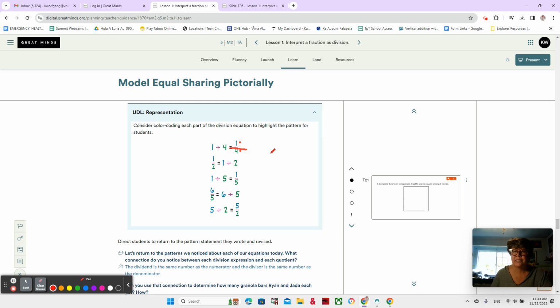So a fraction is a division problem. 1 divided by 2, 1/2. 1 divided by 5, 1/5. Yeah, I know. Isn't that pretty cool?